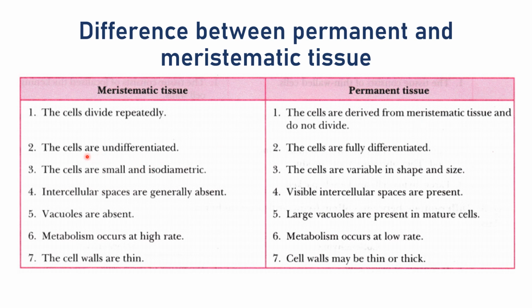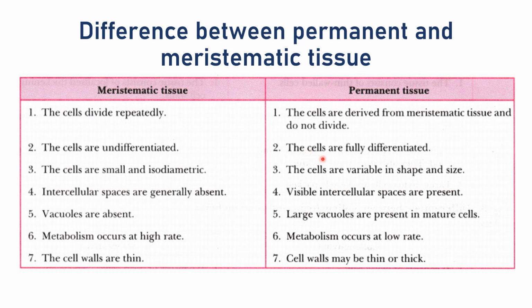Now, the cells of meristematic tissue are undifferentiated. All cells are similar in shape and size. They are doing only one type of function, that is division. And which type of division, students? We have done two types of division, mitosis and meiosis. Over here you will find mitosis.